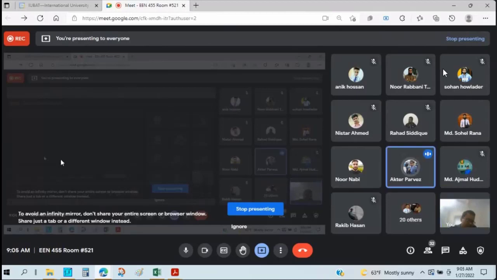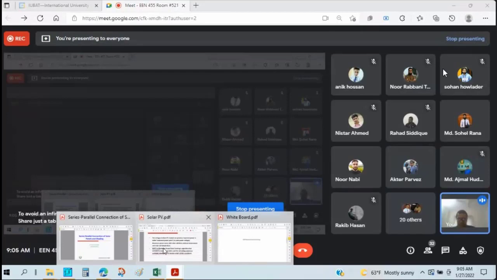Sir, you said it varies with different situations. Yes, it depends on the weather condition. So we have to track that point frequently. If the weather is bad, at that time I will apply MPPT. Yes, if the weather condition changes, the maximum power point will also change. And you can see that from the curve.